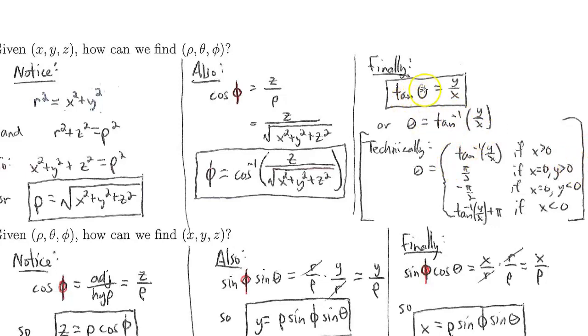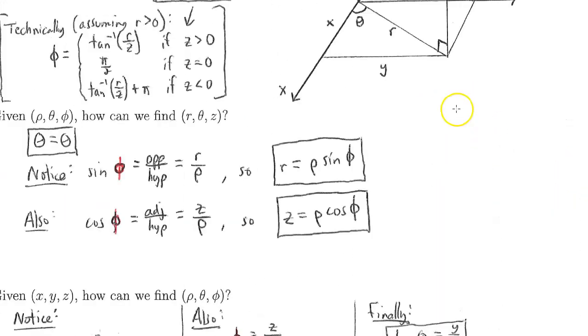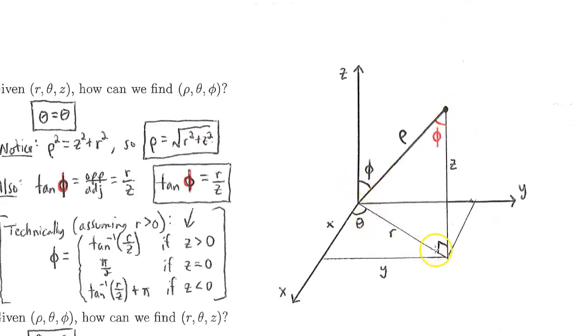So if tangent of theta is y over x, what happens if x is 0? Notice on this picture, if we have this point where x is 0, that would mean we would be in the YZ plane, or if we dropped it down to the XY plane, we'd be along the y-axis.